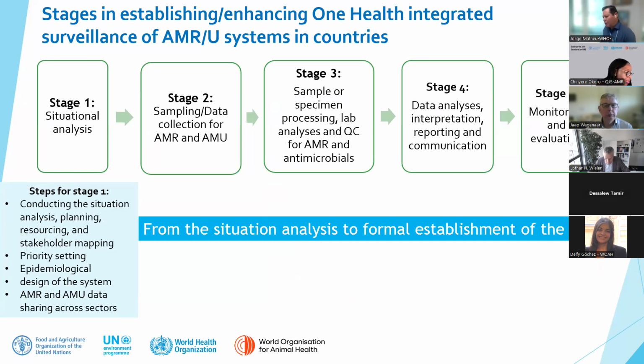Moving from the models and types of how the country can establish the system, we also include important stages that a country can establish when they are going to implement the integrated surveillance. Stage one, which is the most important, is the situation analysis. And this situation analysis, you can see, includes different steps to analyze all the resources and capacities per sector to establish how the system can be built. So from conducting the situation analysis, planning, resourcing, and stakeholder mapping, to establishing the priority settings, the epidemiological design of the system, and also how the data is going to be collected, shared, analyzed, and used.